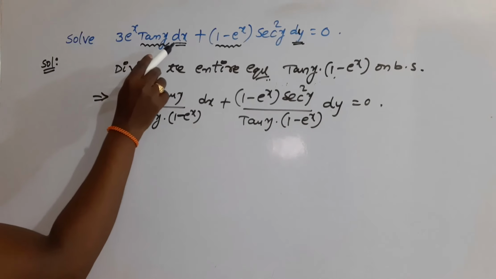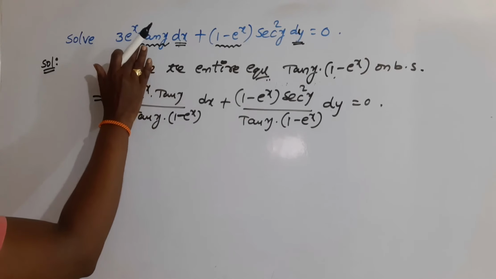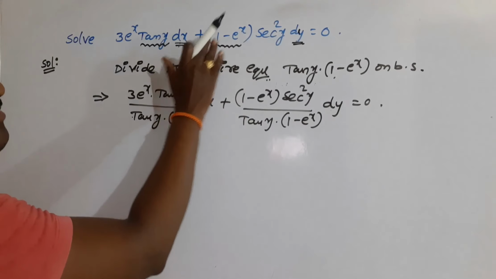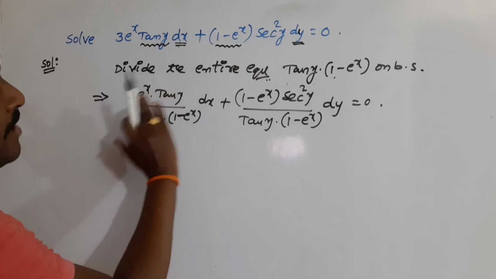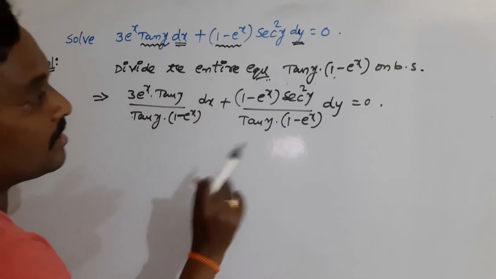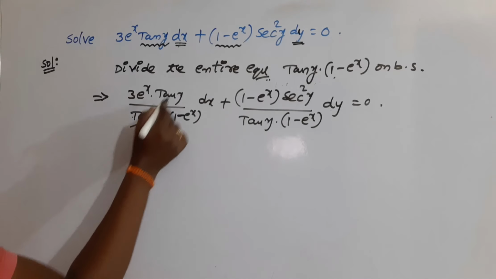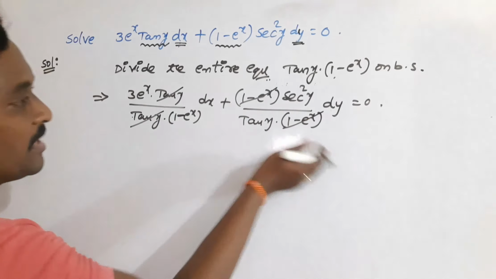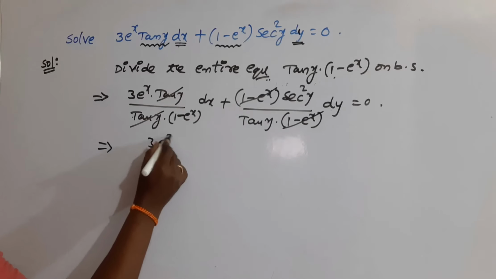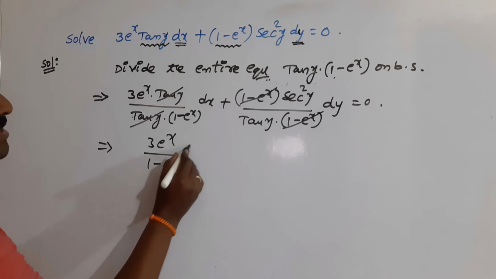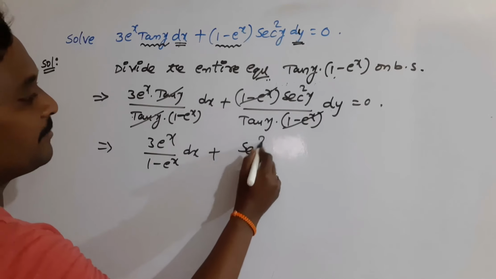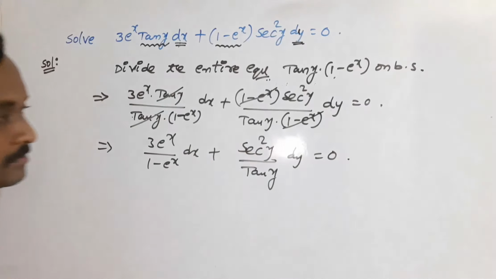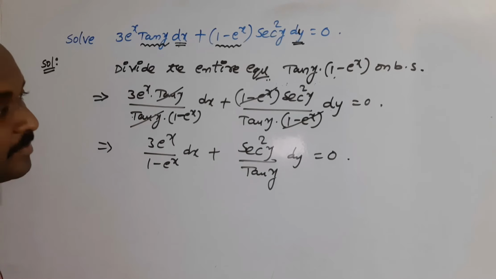So if there is dx in the first part, then terms of y are waste terms. If there is dy, then terms of x are waste terms. That's why I am dividing with the product of unwanted terms on both sides. So here automatically you will get tan y getting cancelled. In the second part 1 minus e power x, 1 minus e power x are getting cancelled. What are the remaining terms? 3 e power x by 1 minus e power x into dx plus secant square y by tan y into dy is equal to 0. So automatically variables are separated on both sides.